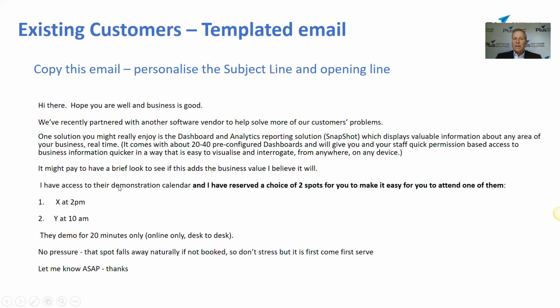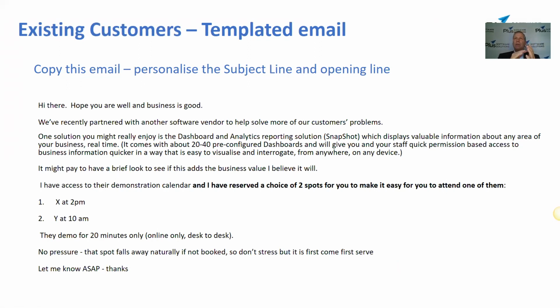I have access to their demonstration calendar, and I've reserved a choice of 2 spots for you to make it easy for you to attend one of them. Now, if you're on a similar time zone with Sydney, you just dump in a time, Thursday at 2 o'clock or Friday at 10 a.m. We give a customer both options. If you're comfortable to do your own demonstration, then you don't have to worry about our time zones.